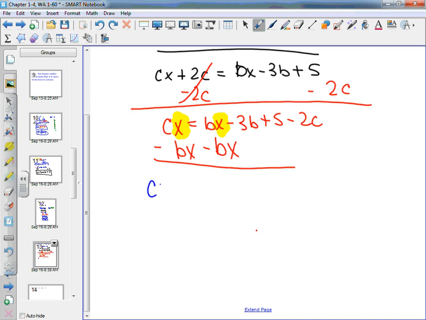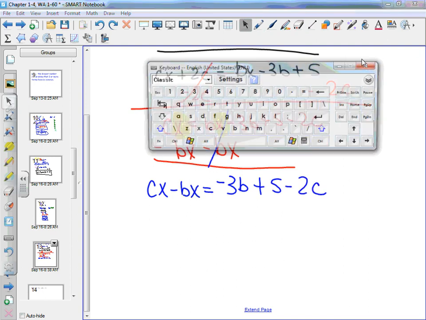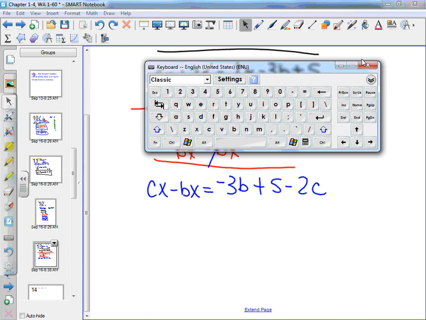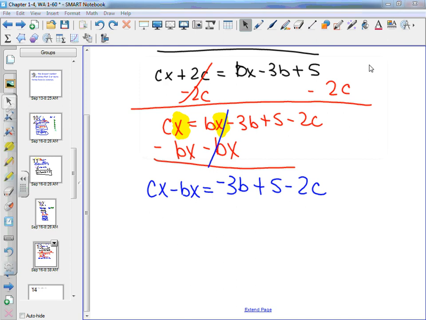Okay? So now I have CX minus BX is equal to this junk: negative 3B plus 5 minus 2C. Do I care about the junk on the right-hand side, really? I have to keep it there, but I really don't care about it whatsoever. I have to leave it there, but it's just junk.